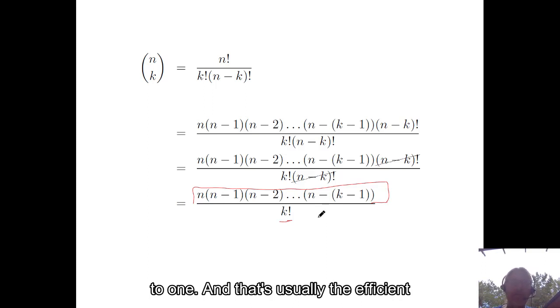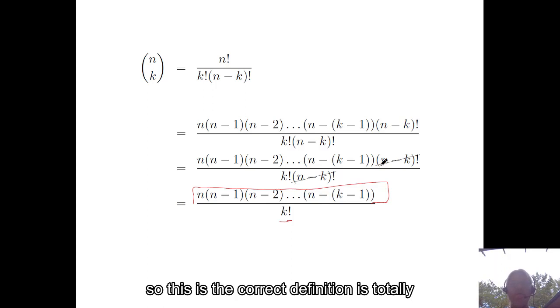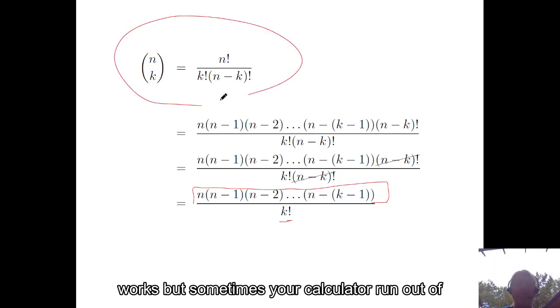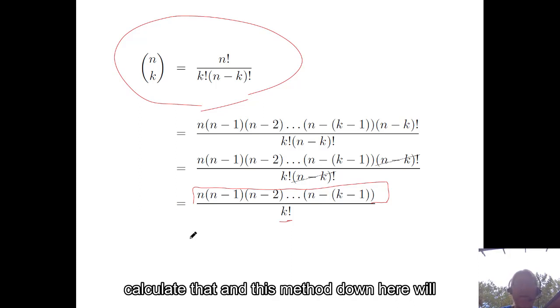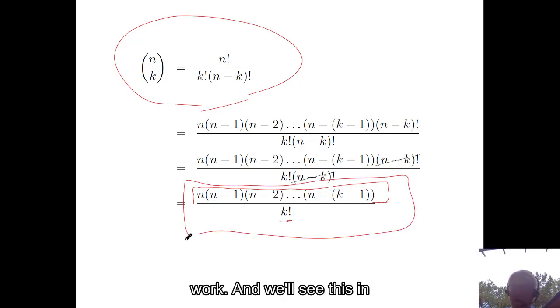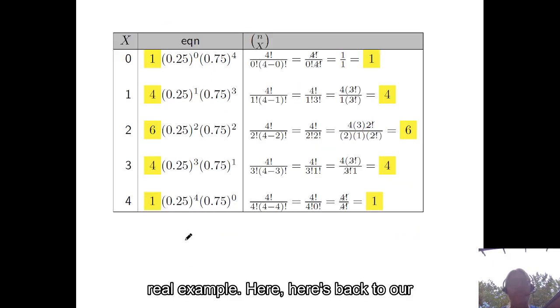And that's usually the efficient way to calculate this number because a lot of this will cross out. So this is the correct definition. This totally works, but sometimes your calculator will run out of memory and won't be able to calculate that, and this method down here will work. And we'll see this in several examples. Okay, so don't get too bogged down. It'll make more sense when we walk through a real example here.